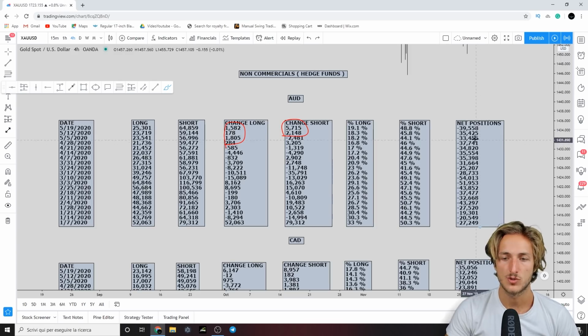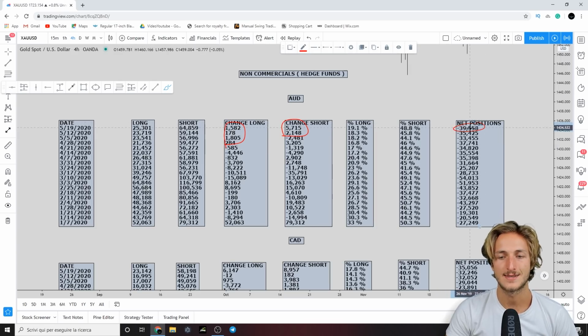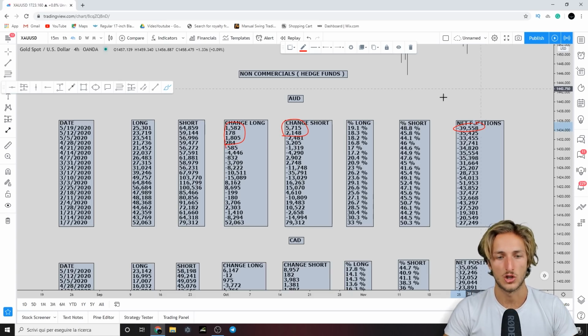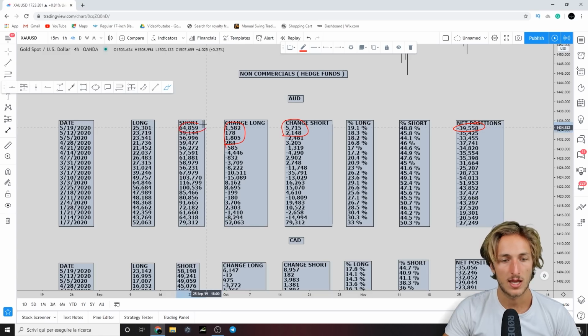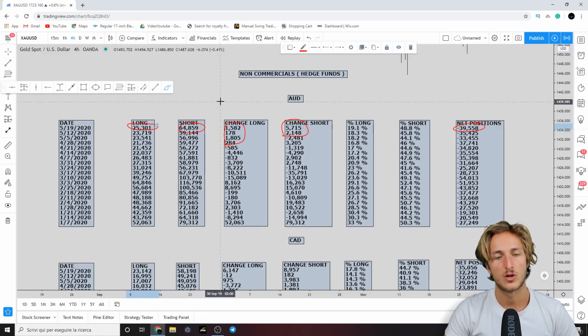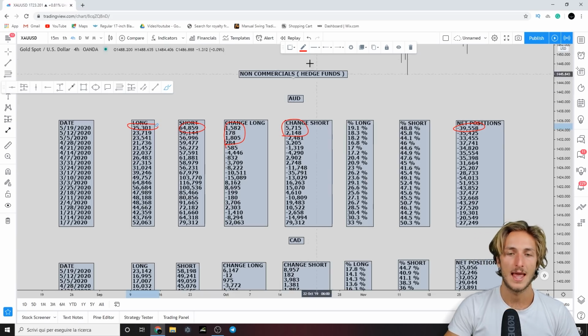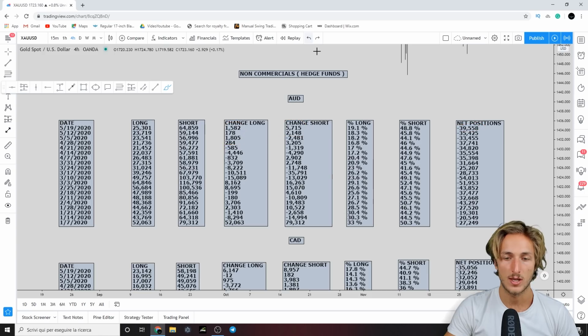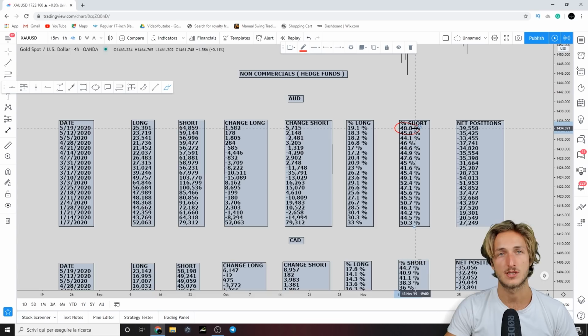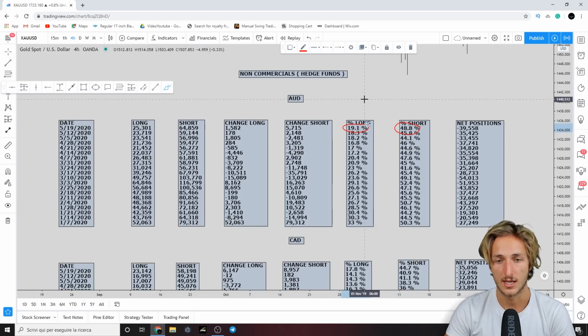Now, from a net position perspective, we can see that at the moment we are sitting at minus 39k in net positions, meaning that we have shorts outweighing longs with 64k shorts and 25k longs. So way more shorts than long positions at the moment. And if we go and see what we have from an exposure perspective, we can as well see that we have a 48.8% short exposure and 19.1% long exposure.